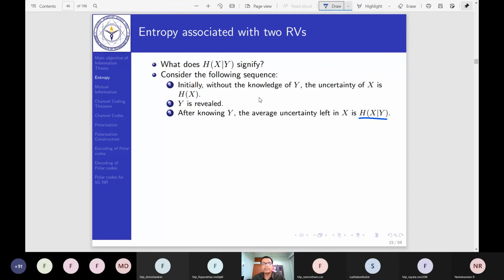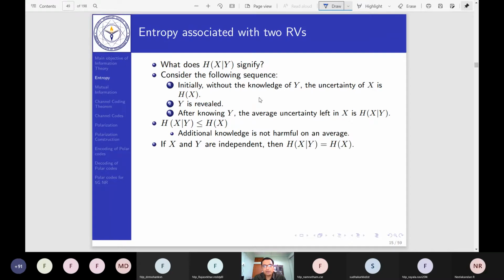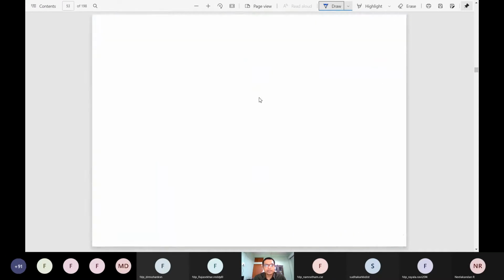So the conditional entropy of x given y is the average uncertainty left in x after knowing y. And it can be proved that this conditional entropy is less than or equal to the entropy. That means knowing y cannot increase the uncertainty of the random variable x on average. All these terms are averages only. If x and y are independent, of course, then the knowledge of y cannot reduce the uncertainty of x. In that case, the conditional entropy will be equal to the entropy itself. So we can skip this example.